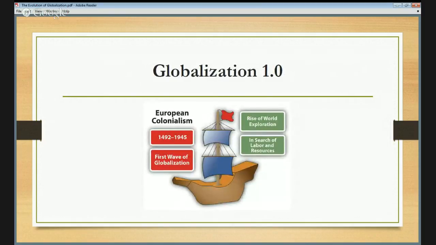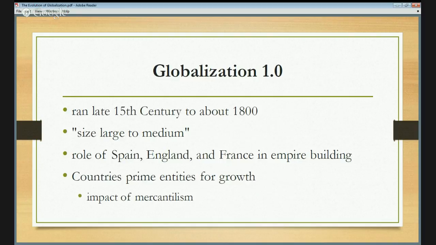Colonialism is a big part of this, and one of the driving factors was the desire by European nations for resources and wealth. And the concept of mercantilism comes in. I know it says European colonization. That's what they're talking about with European colonization to 1945. In other words, the post-World War II era, when colonies became independent nations between 1945 and about 1965 to 70. And this is our first wave. Globalization 1.0. Obviously, the late 15th century to about 1800.